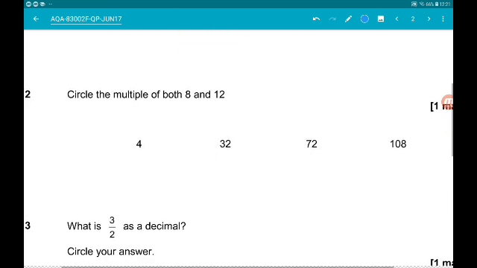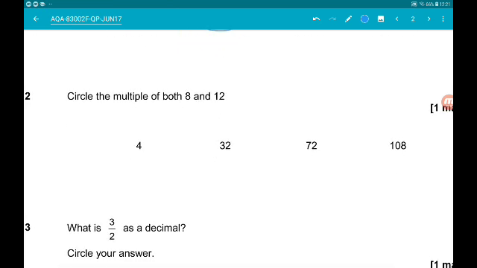Question 2 wants us to circle the multiple of 8 and 12. So, multiples of a number are numbers in its times table. Multiples of 4, for example, are the 4 times table. Multiples of 8 are the 8 times table. So we want a number that's in the 8 and 12 times tables. Remember, you've got a calculator, so you can use that to check. It's 72.